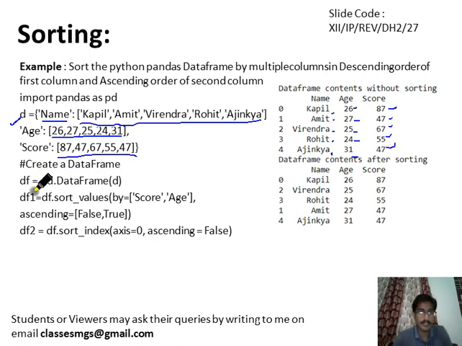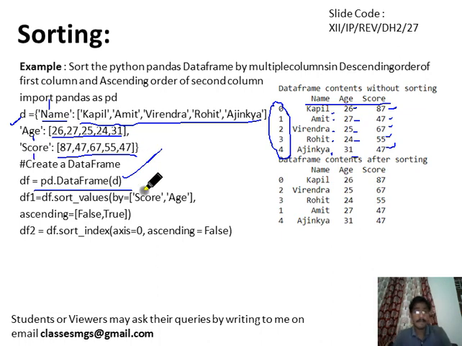Then we have pd.DataFrame. We are creating a data frame. This data frame is created. We haven't passed the index, so the default index will become 0, 1, 2, 3, 4 for rows. For columns, the index will become the keys of the dictionary: name, age and score. Okay, now we will apply the sort_values function. In this particular example we are sorting by 2 columns, but if we want we can sort it by a single column also.